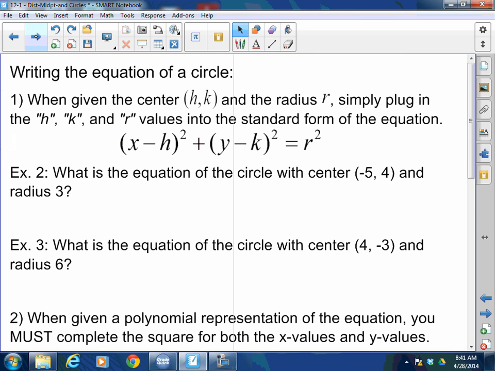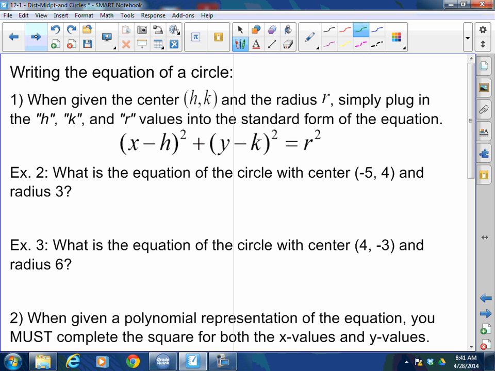There's a few different situations where you have to write the equations. It depends on what they give you. So let me explain to you all of those situations. When given the center, (h, k), and the radius r, simply plug in the h, the k, and the r values into the standard form of the equation. Literally, just memorize (x - h)² + (y - k)² = r², and just plug it in.